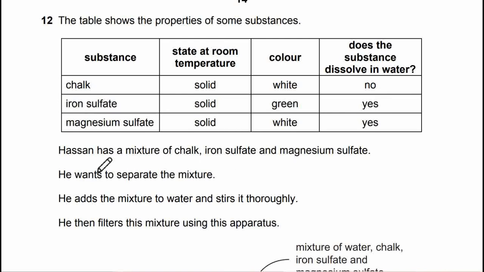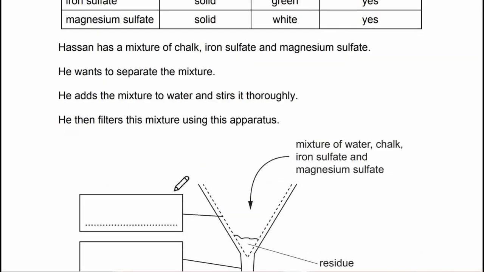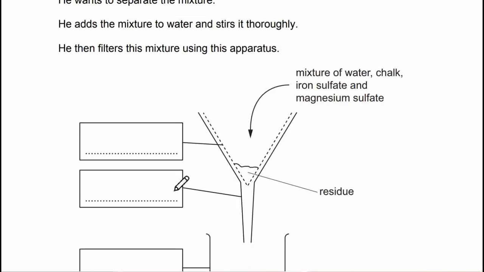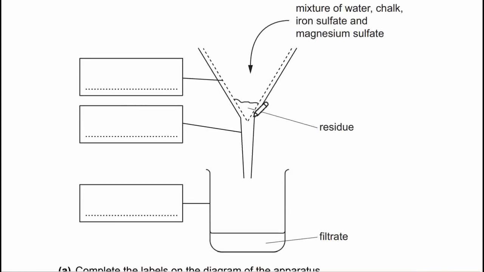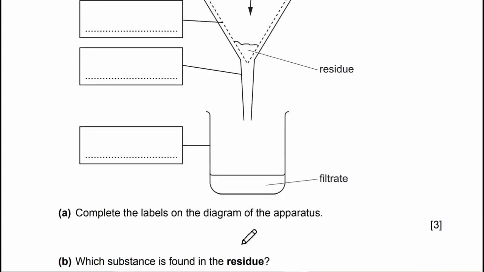He wants to separate the mixture. He adds the mixture to water and stirs it thoroughly. He then filters the mixture using this apparatus. So this is the mixture of water, chalk, iron sulfate, and magnesium sulfate, and then pour down on the filter. Now this is the residue that cannot pass through the filter paper. So this is the filtrate, which can pass through the filter paper. Well, let's see the question.